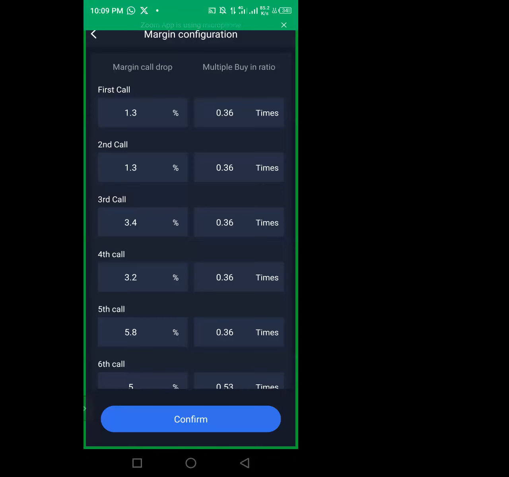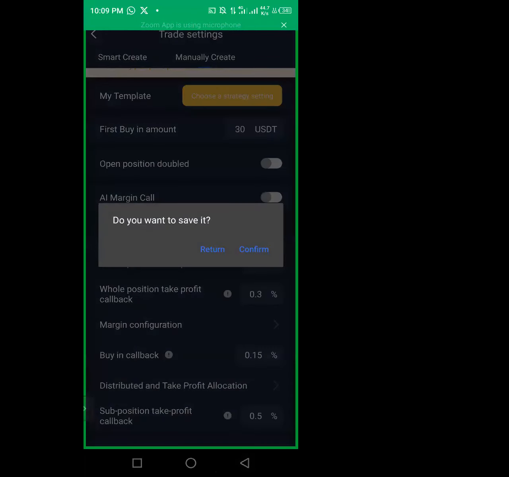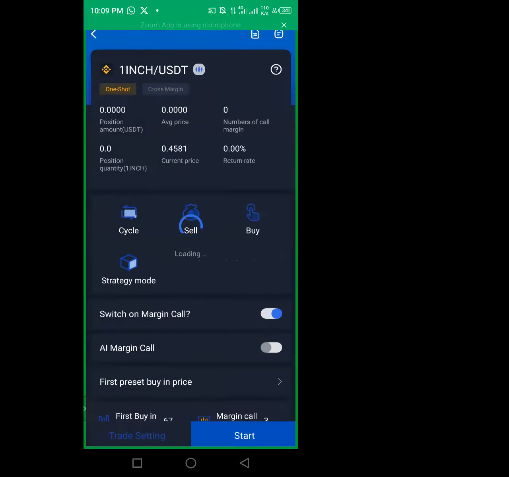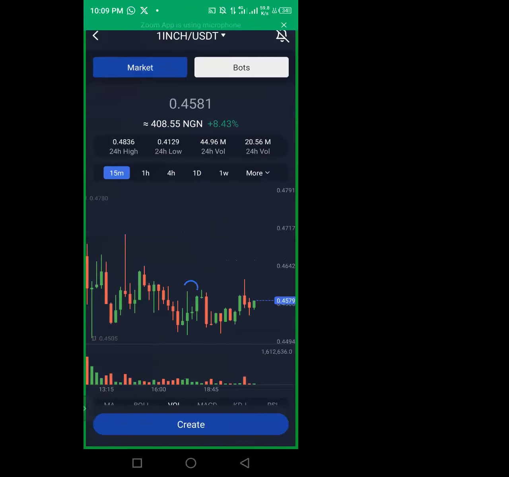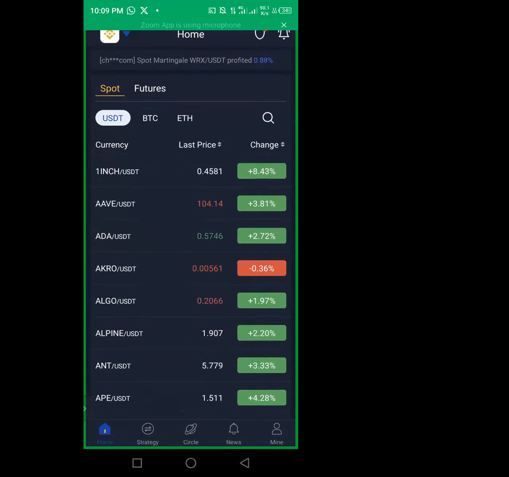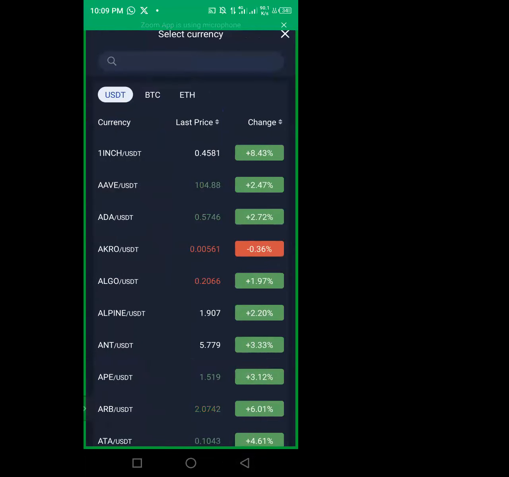Okay, let me show you. Can you see my screen? Yes. Okay, I will enter a trade now. I will select a coin and you see what Royalq will tell you. Let me search for Acro. Okay, I want to trade Acro.